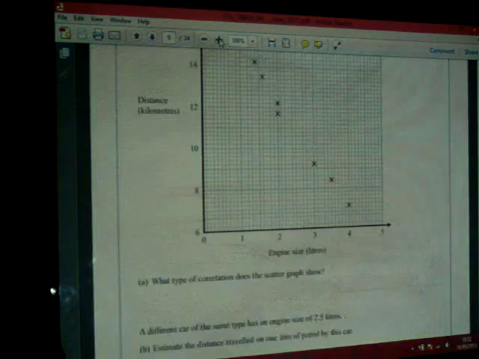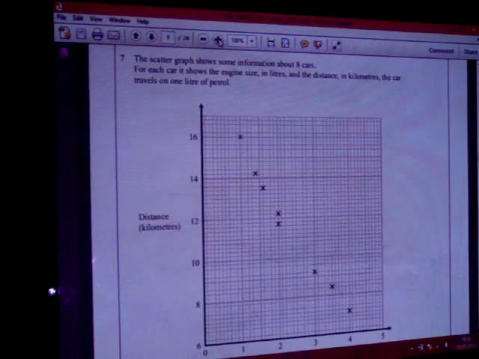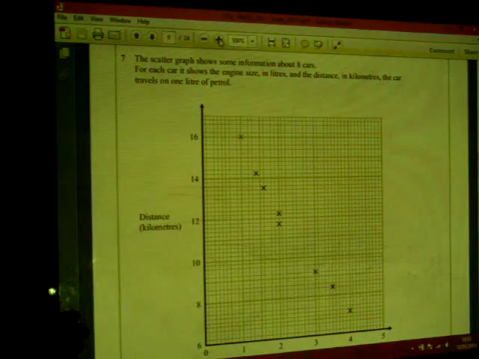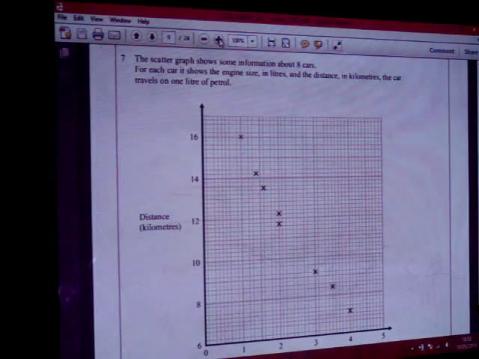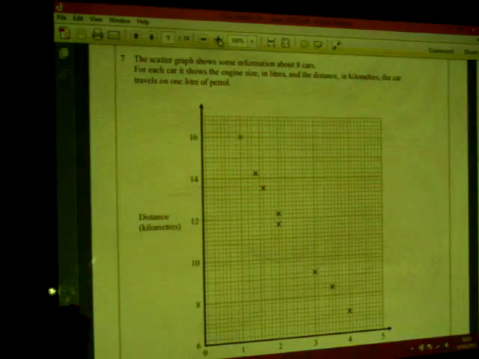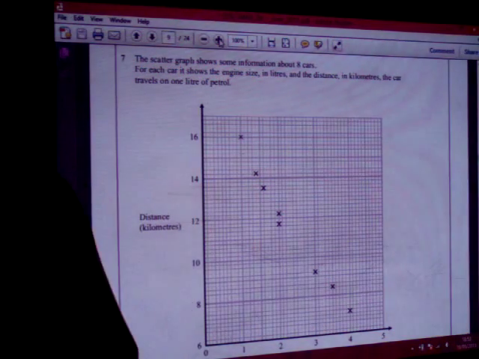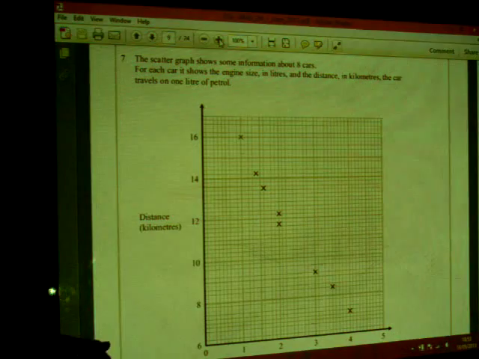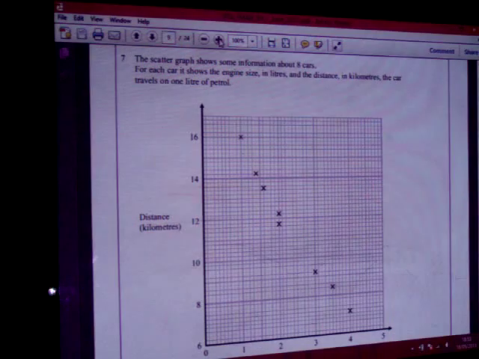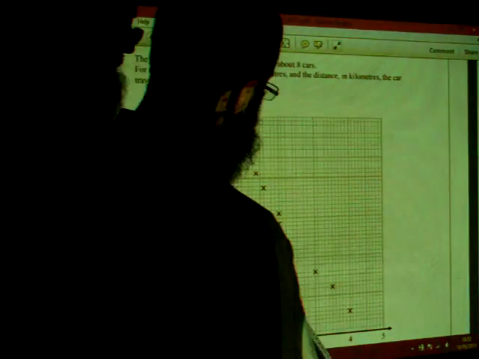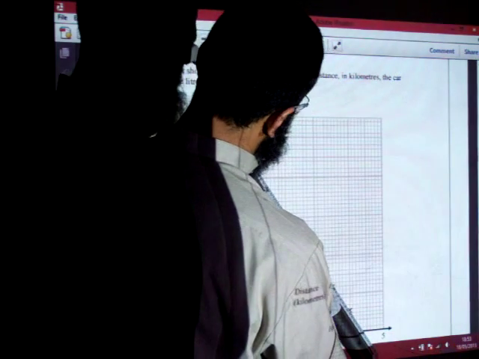Right, let's have a look. A scatter graph shows some information. Question number 7 is about 8 cars. For each car it shows the engine size in litres and the distance in kilometres the car travels on 1 litre of petrol. For this we need to do a line of best fit. I don't have a see-through ruler, but you should really use one so you can get a good average line. I'm going to put my average line on, for example, there.